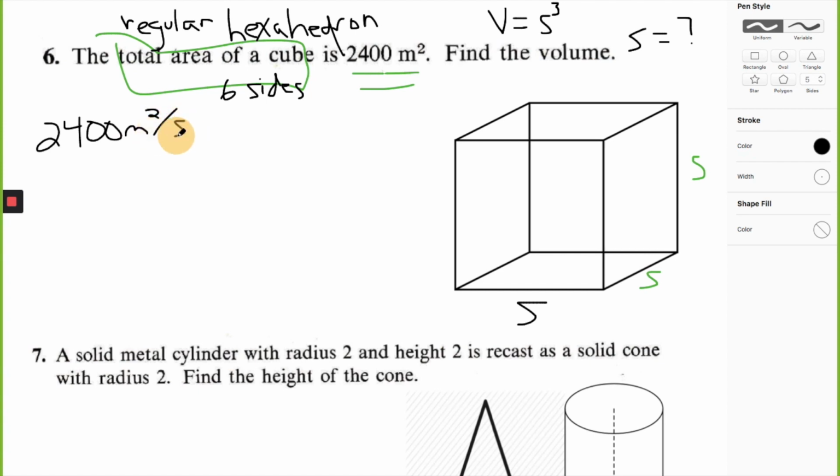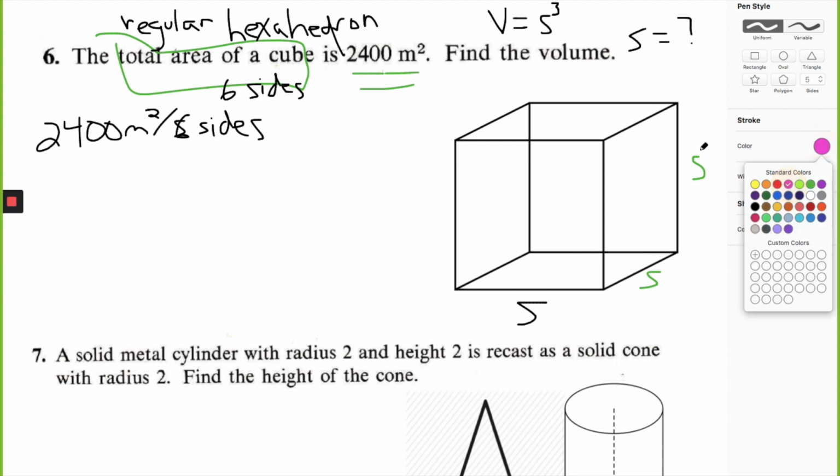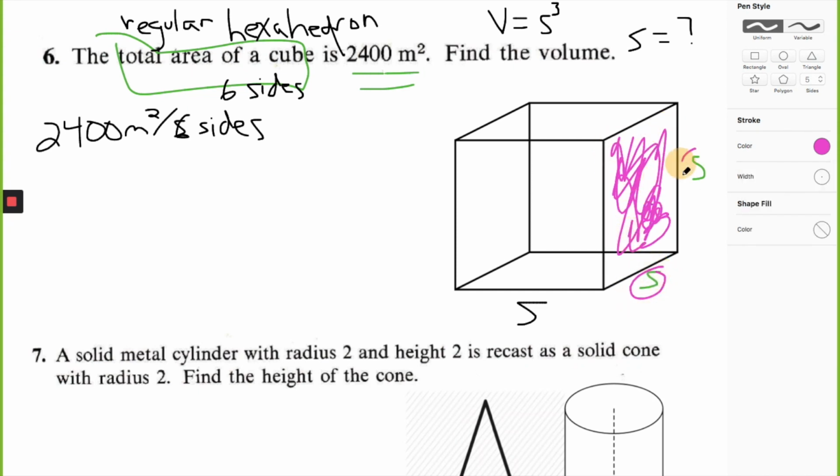And remember, a cube has 6 sides. So what you need to do is get the area of just one of those 6 sides. For instance, if we knew what the area of this is, then that's great, because we would just need to take the square root of that area to get either of these dimensions, the side lengths here. So S times S gives us the area.